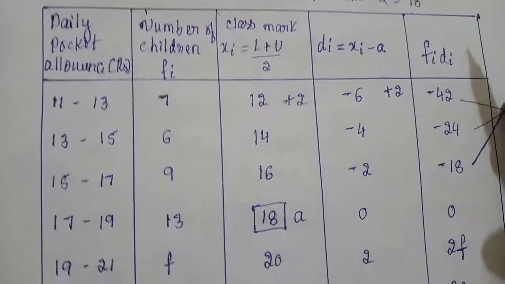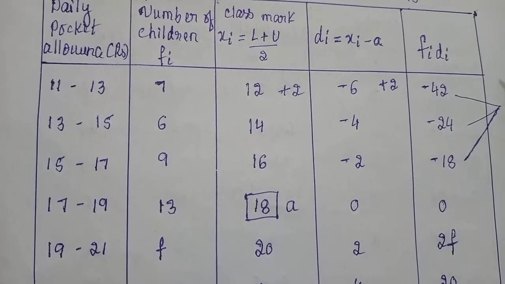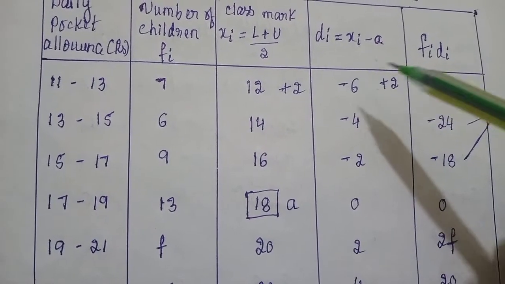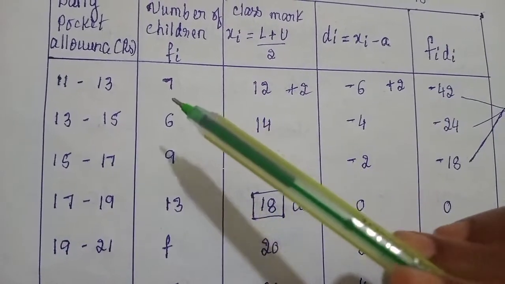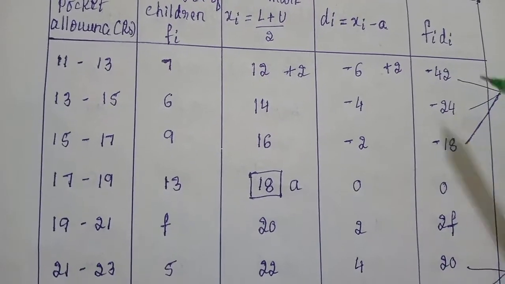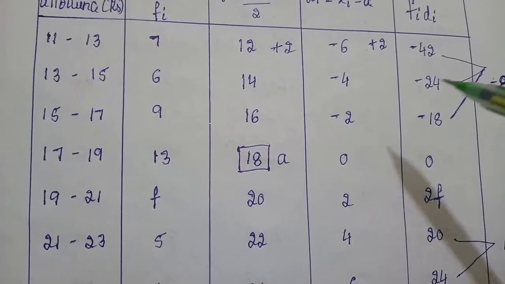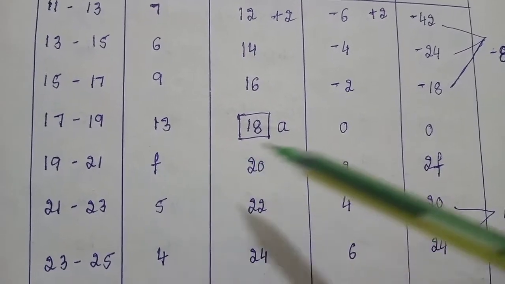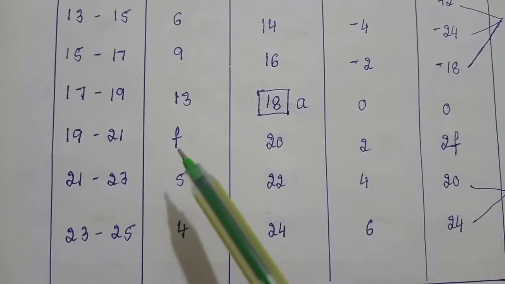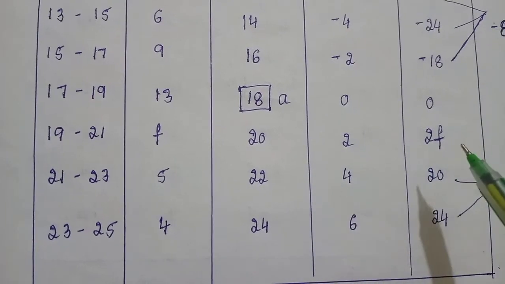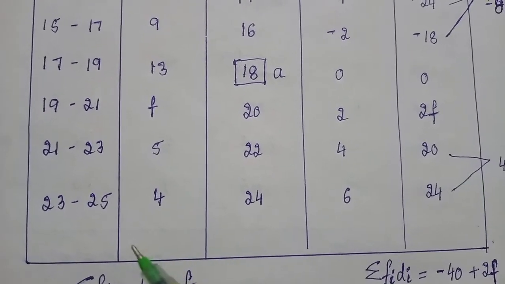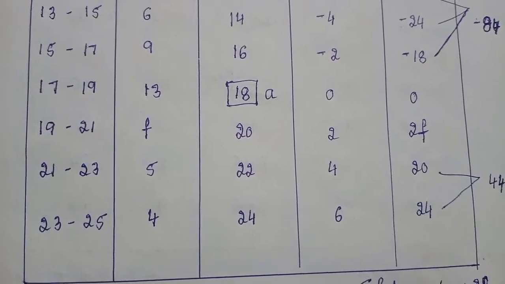Now what is the last column for the assumed mean method? Multiply fi with di. So fi di. 7 into minus 6, minus 42. 6 into minus 4, minus 24. 9 into minus 2, minus 18. 13 into 0, 0. And f into 2, that is 2f. 5 into 4, 20. 4 into 6, 24.